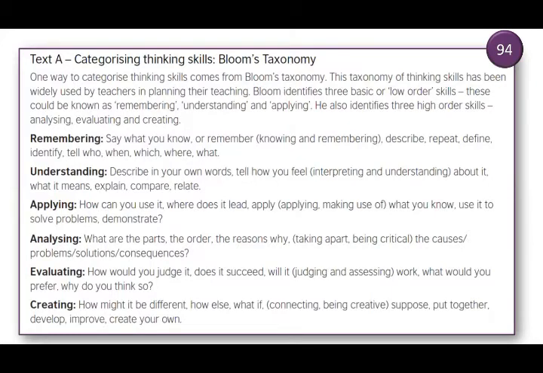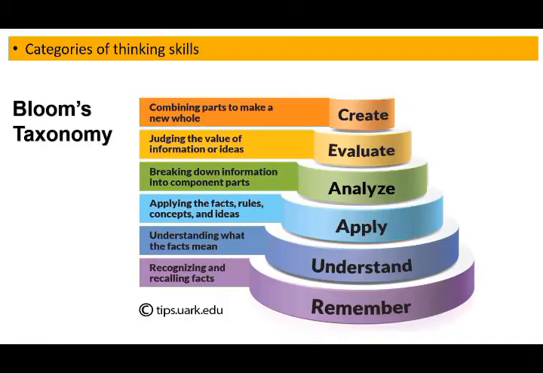And the last skill, creating, being creative. Suppose, put the information together, connecting the information, and develop, improve, create your own. So these are the skills and the order of the skills in Bloom's taxonomy. It starts with remembering, then understanding, applying, analyzing, evaluating, and creating. Okay, so this is Bloom's taxonomy.